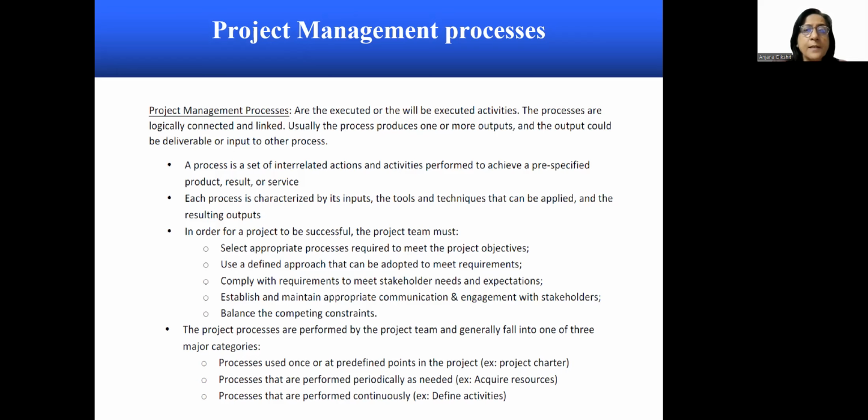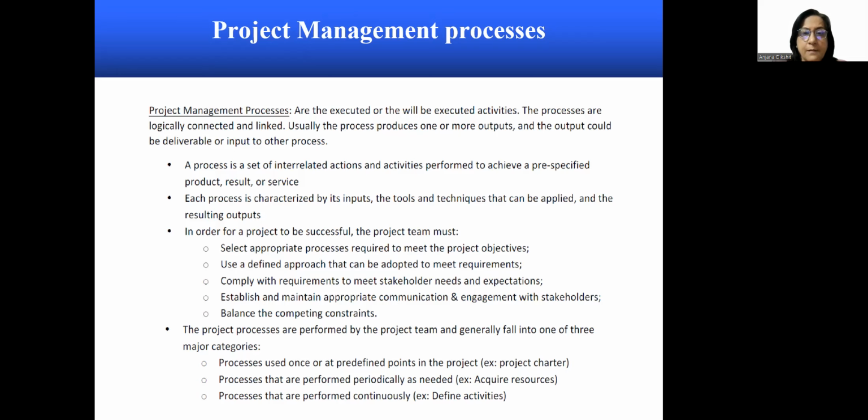Now, each process is characterized by its inputs, the tools and techniques that can be applied, and the resulting outputs. In order for a project to be successful, the project team must select appropriate processes required to meet the project objectives. They must use a defined approach that can be adopted to meet requirements. They should comply with requirements to meet stakeholder needs and expectations. They should establish and maintain appropriate communication and engagement with stakeholders, and balance the competing constraints.